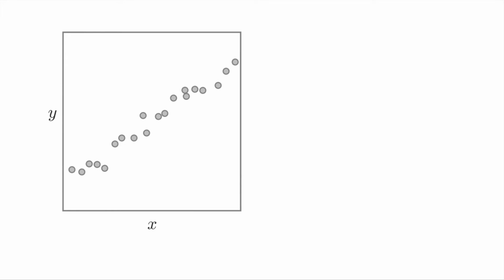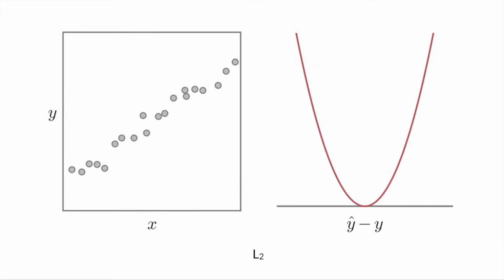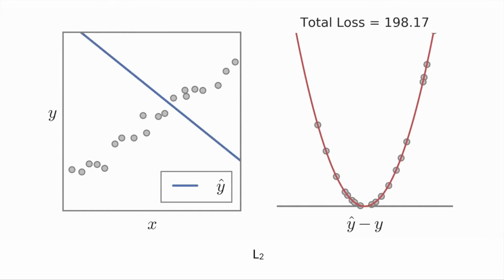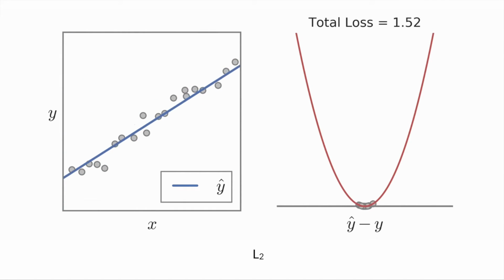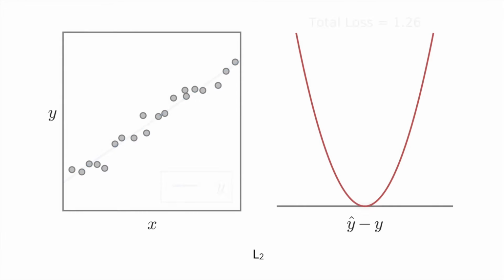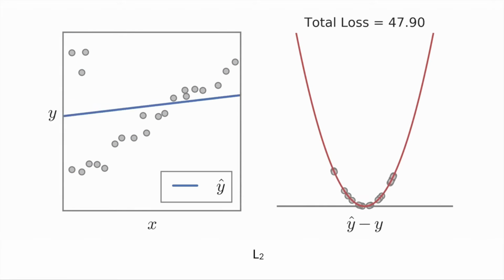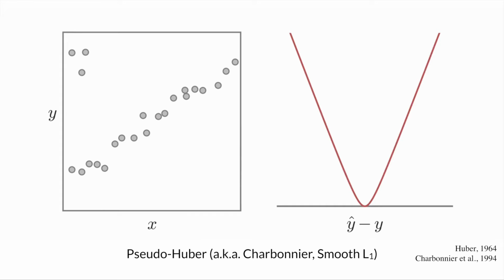Here's some toy data that I'll be playing with. Let's assume you want to regress from x to y. A reasonable way to do this is to minimize squared error, or L2 loss. And if your data is well behaved, this works out great. But let's add a few outliers to the data. And now we see that minimizing L2 loss doesn't work the way we'd like because our model is being dragged around by those outliers.